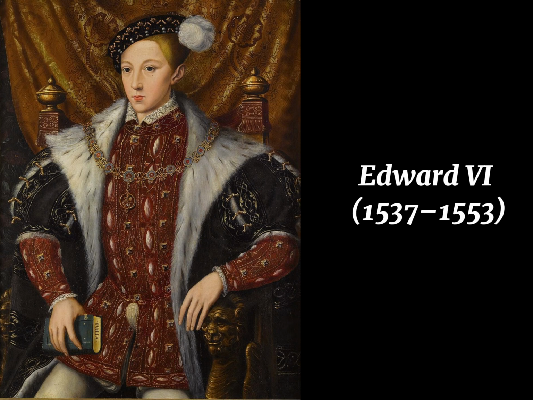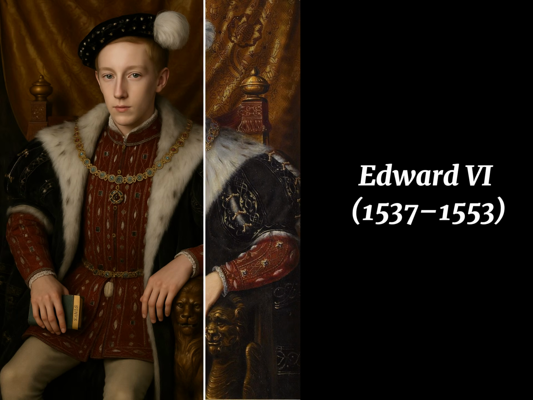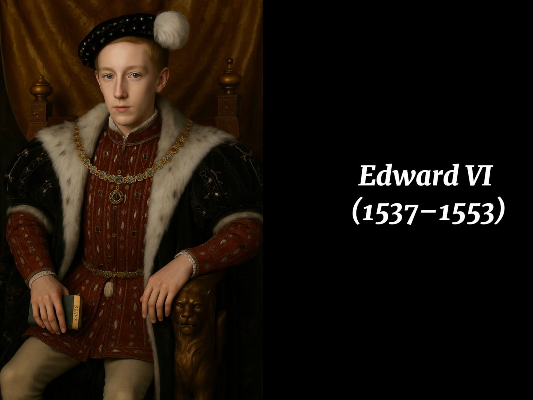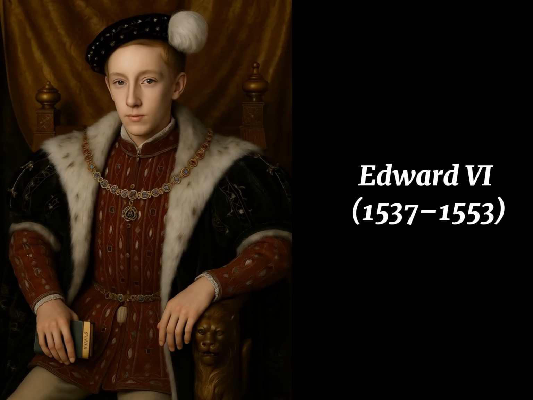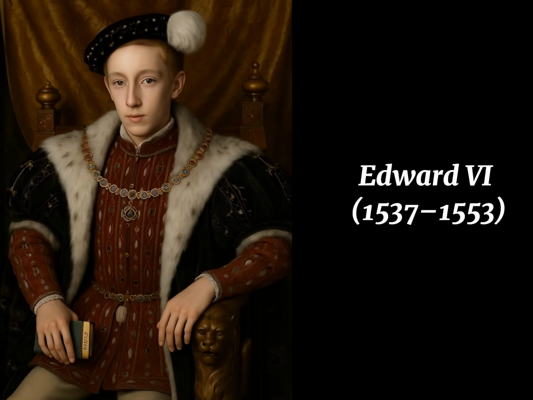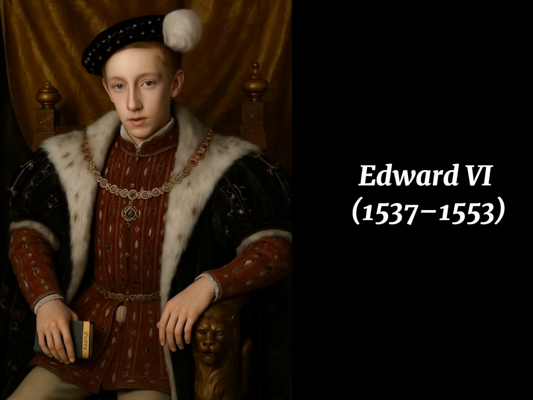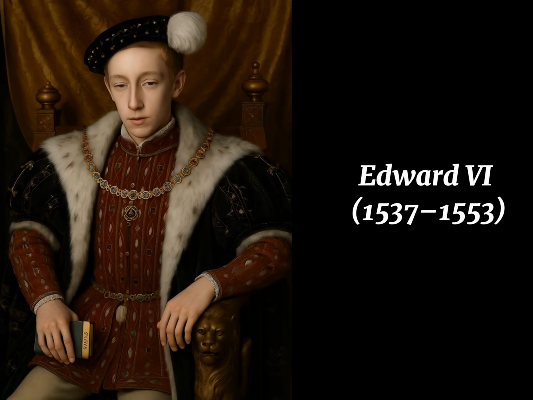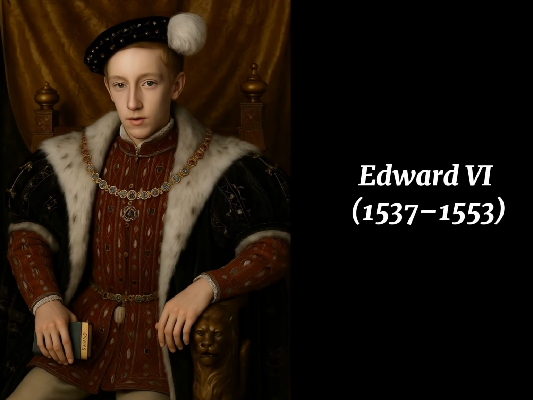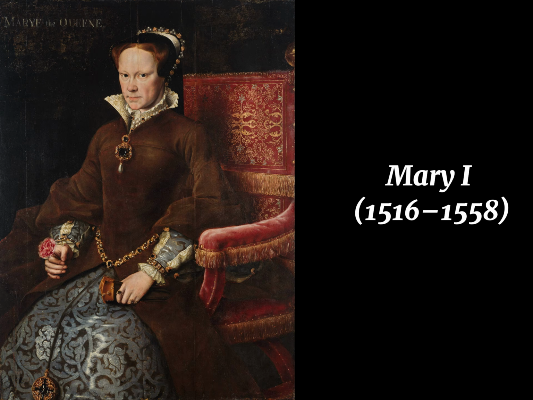Edward was Henry's only legitimate son. He became king at age 9 and ruled through a group of advisors. He was raised Protestant and introduced many reforms to make England more Protestant. He was bright but sickly. His health declined quickly, and he died at age 15. Before dying, he tried to name Lady Jane Grey as his successor to keep the Protestant religion alive.